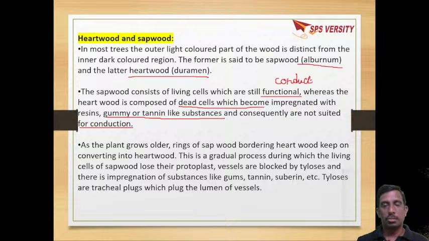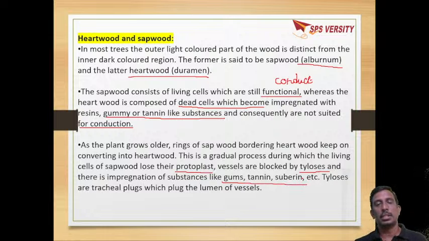Okay. Gradually, as the tree grows, sapwood will become heartwood. Sapwood is converted into heartwood. In this gradual process, the living cells of sapwood lose their protoplast and the vessels are blocked by tylosis. Tylosis means balloon-like structures which block the xylem and plug the lumen of the vessels, or it is made of deposits of gums, tannins and resins. So sapwood is gradually converted to heartwood.